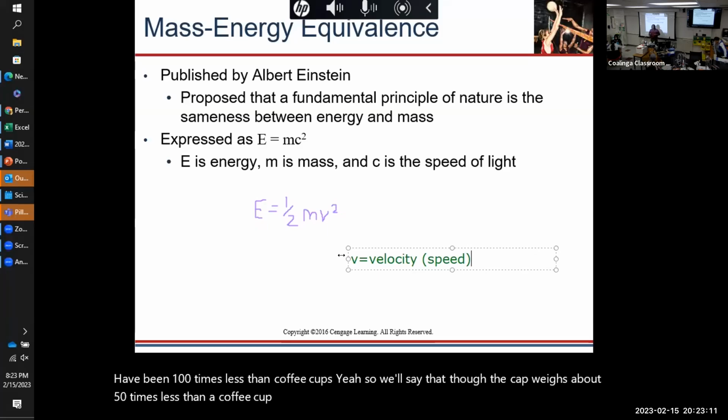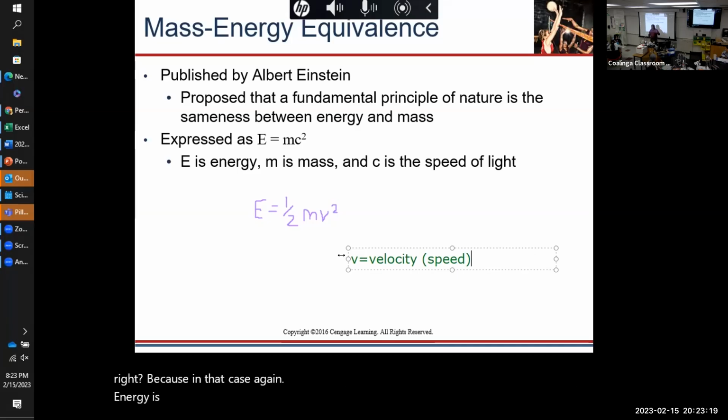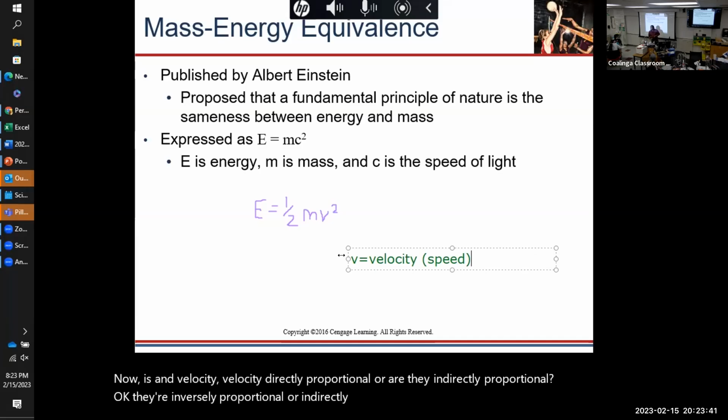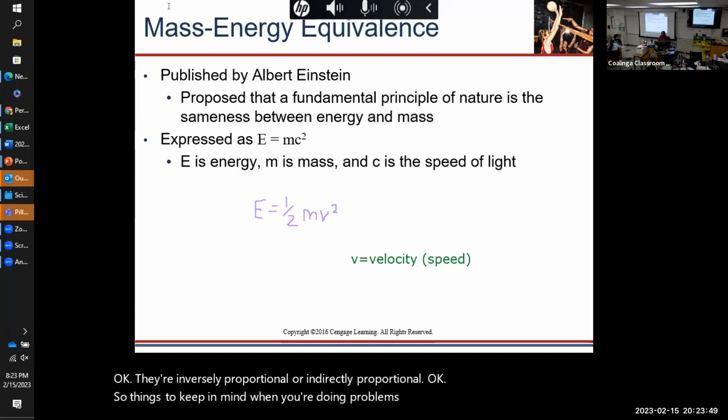Okay. So which one is going to have more energy? You said the cap, right? Because in that case, again, energy is increasing with what? Velocity. Okay, so energy is directly proportional to velocity. Now, are mass and velocity directly proportional, or are they inversely proportional? They're inversely proportional. Right. Okay. So things to keep in mind when we're doing problems, right? Write stuff in.